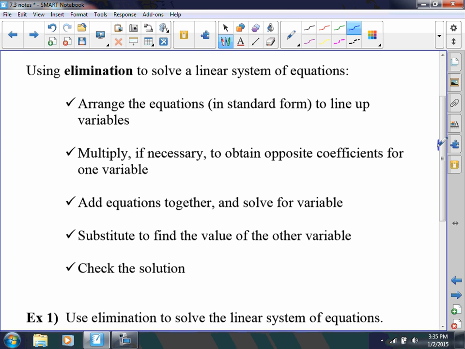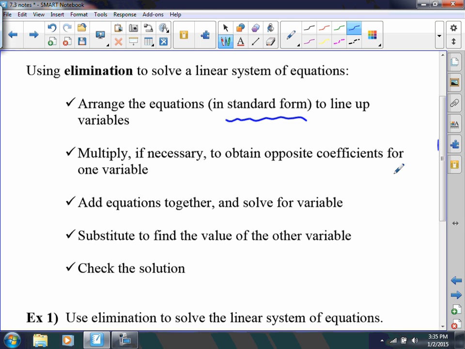Like you might have to rearrange the equations so that all the variables are lined up, and the best way to do that is to write the equation in standard form. So you have all of your x's plus all of your y's equals all of your numbers. And then you might have to multiply by a number.